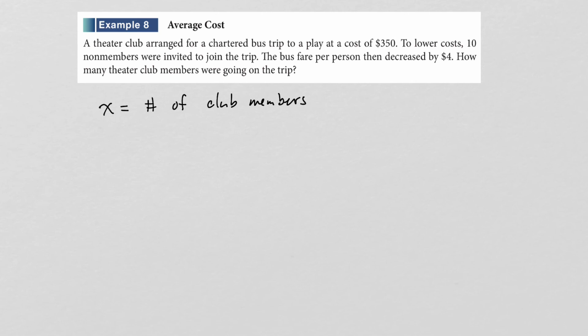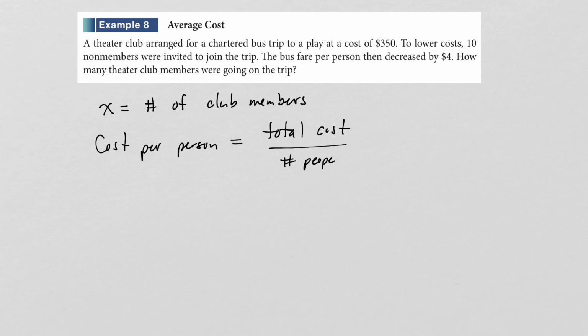So how do we get the cost per person? The cost per person is the total cost divided by the number of people, right? So the cost per person was $350 divided by the number of club members, which was x. So this was the cost before adding people.